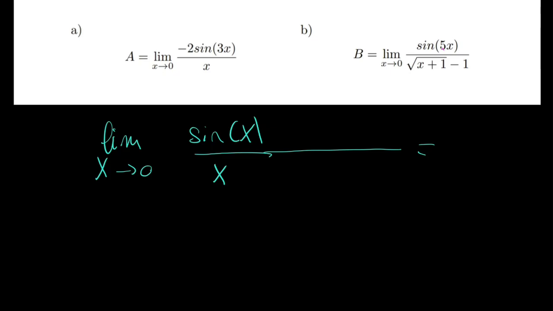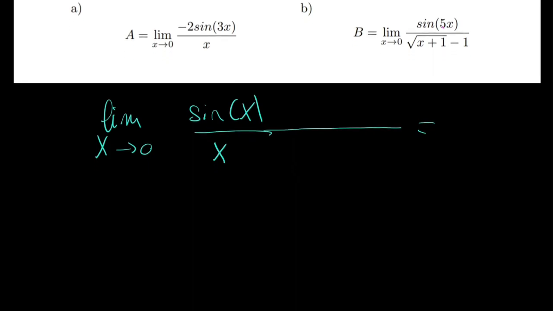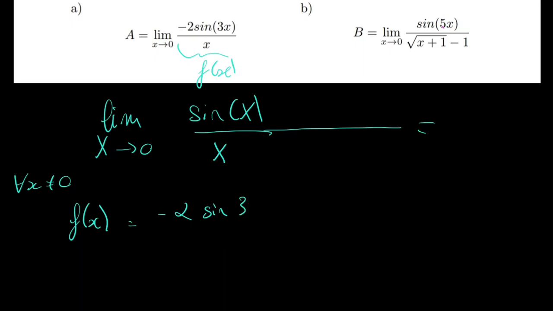And here it will be a lot easier to manipulate what's at the bottom to look like what's inside of the sinus than the other way. Let's do it. So let's call this thing f of x. f of x, for all x of course different from 0, is equal to minus 2 sinus of 3x over x. What I'm going to do here is just to make appear a 3 at the bottom.